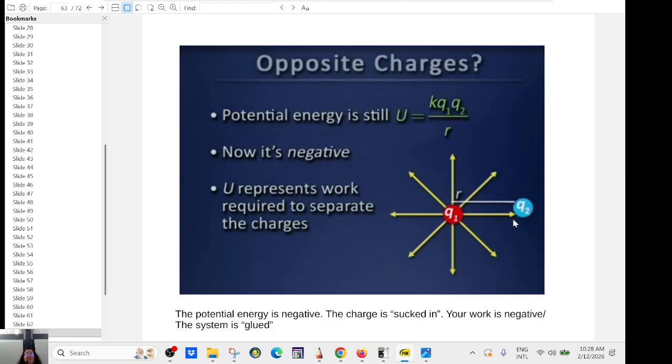If you have a negative charge, then it will be the opposite. The work that you have to do will be negative because it wants to go on its own. So that potential energy will be negative. Why is it negative? Because it's binding. It's happy to be here. It wants to go even closer.